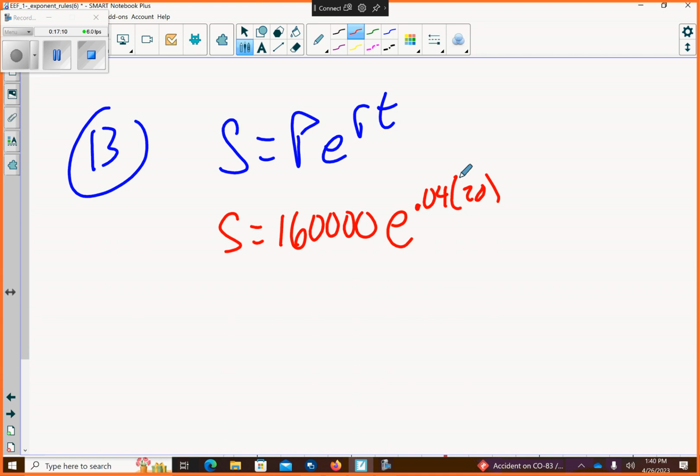So 160,000 e to the 0.04 times 20. This home now is worth $356,086.55. There's a nice little nest egg.